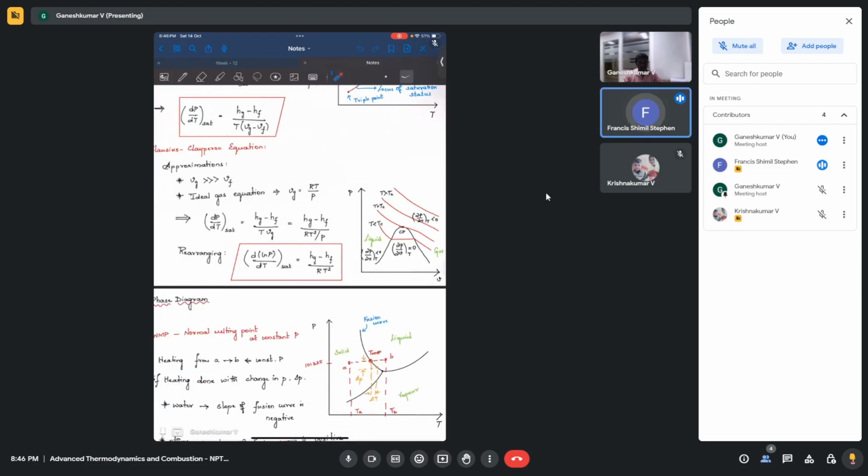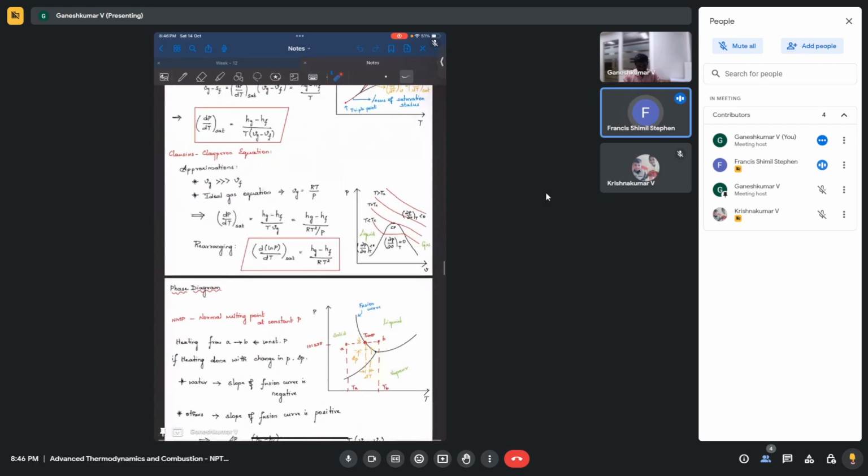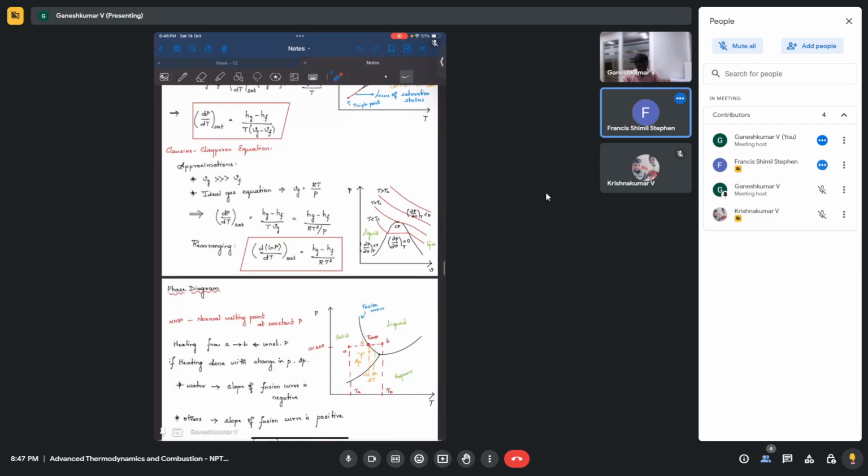So one more thing, actually, is quality a property? Which one? Quality. We can call it X, isn't it? X, the ratio. Right, right. The ratio of amount of fluid, sorry, how do you say, liquid present in the, ratio of amount of gas present in the mixture, right? Yes, sir. Is it actually a property?